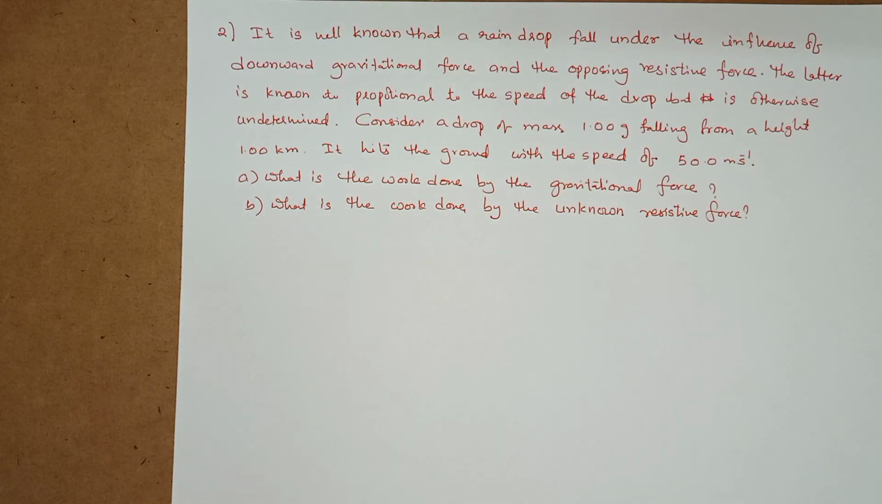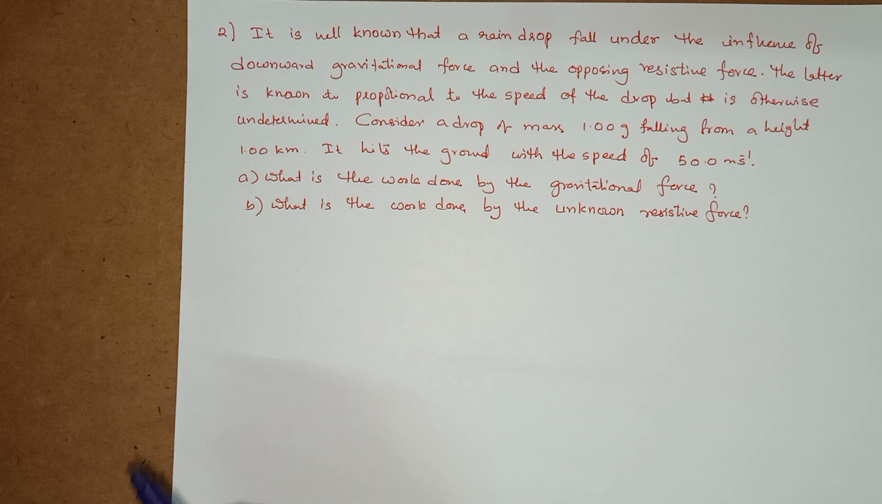Here, second problem: we need to find the work done by the gravitational force and the work done by the unknown resisting force. Here raindrops are falling down by gravity, freely released from a certain height. The mass of each drop is 1 gram, and while hitting the ground the speed of the raindrop is 50 meters per second, and the height from which it comes is 1 kilometer.